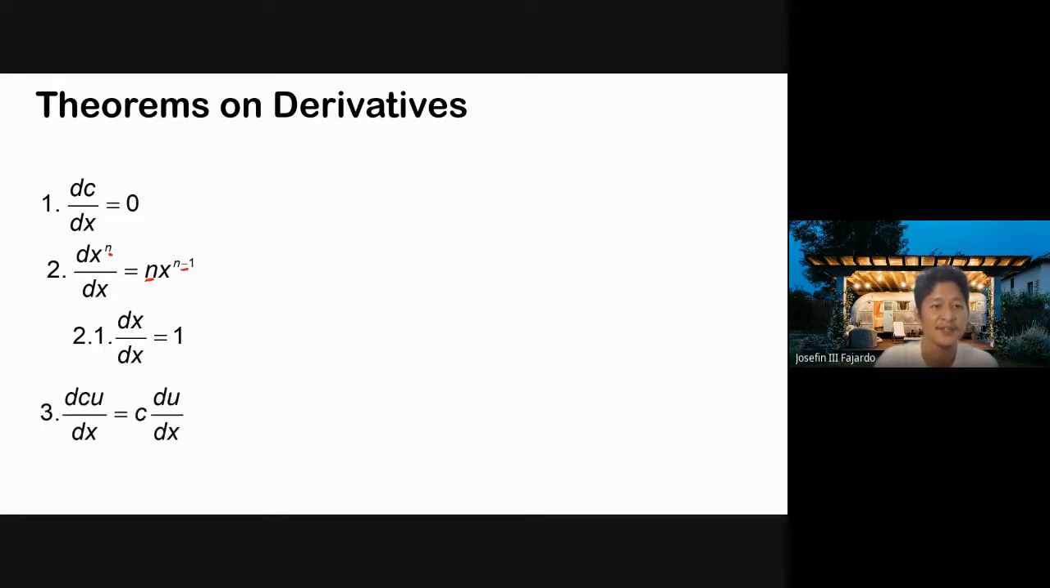Next one is if we get the derivative of a constant multiple. Pag meron kang constant multiple, pwede mo lang siyang ilabas. Okay? Yung constant. At constant lang ha. Kapag hindi na yung constant, hindi mo siya basta-basta pwedeng ilabas. Okay?